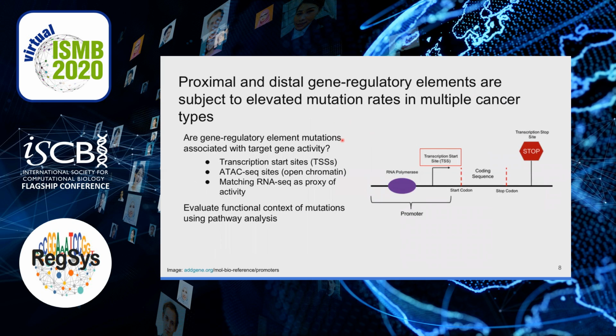And so with the remaining time, I'd like to switch gears and discuss the application of RM2 towards other functional elements, namely transcription start sites and ATAC-seq, which is a measure of open chromatin. Additionally, we've incorporated some matched mRNA data as a proxy of transcriptional activity because transcription itself is a source of genomic instability. Then we also like to examine the functional context of transcription start site mutations, enrichment of transcription start site mutations using pathway analysis.